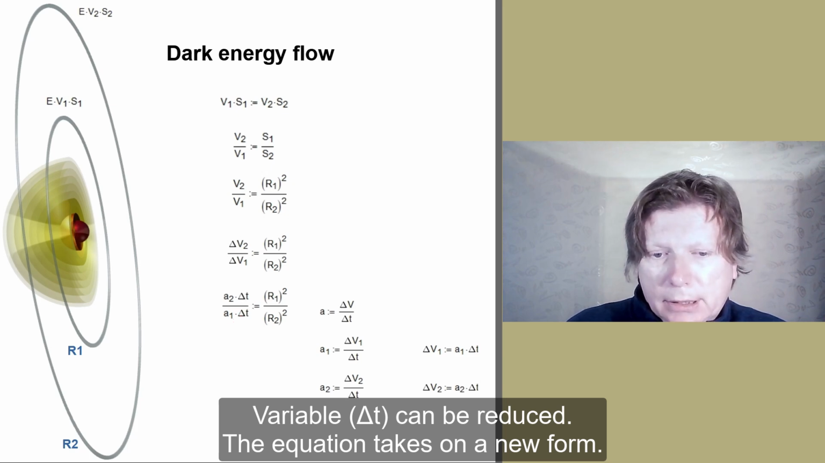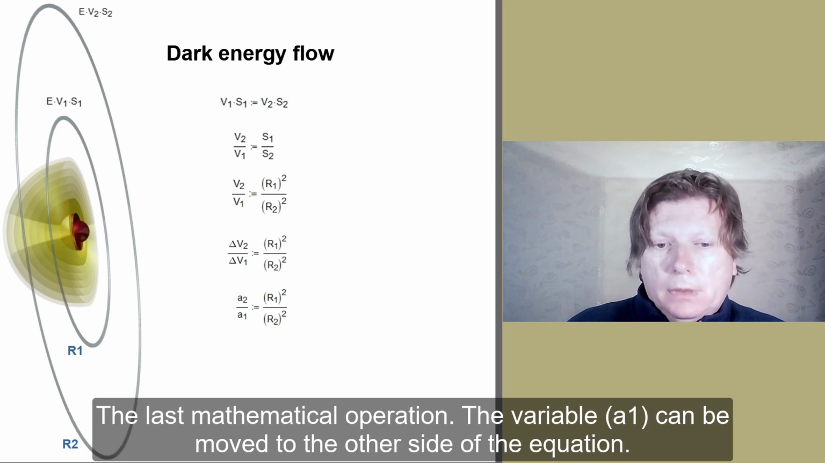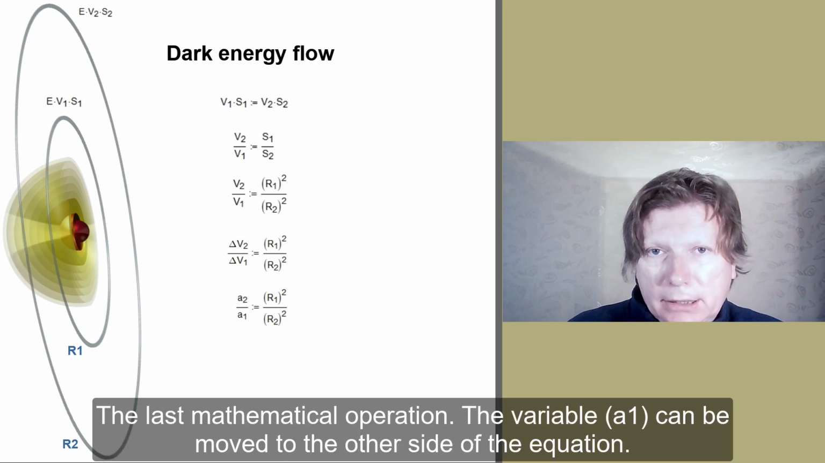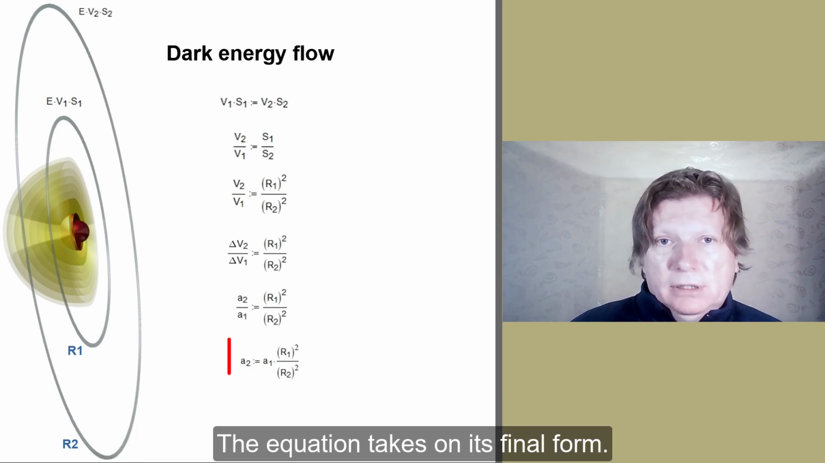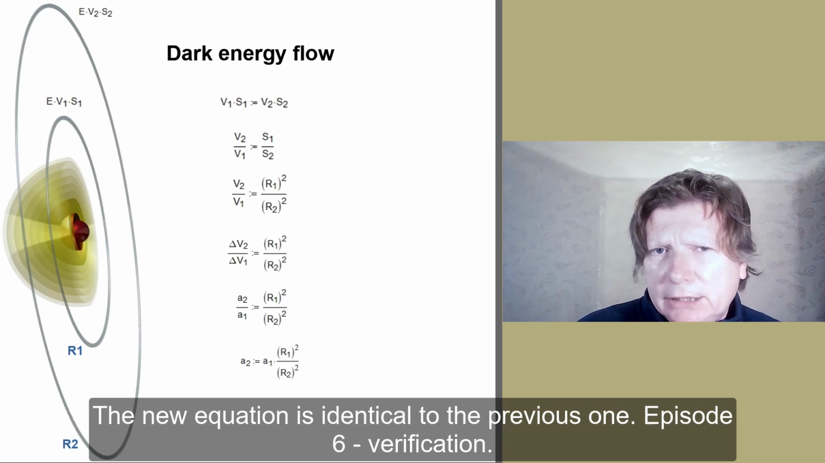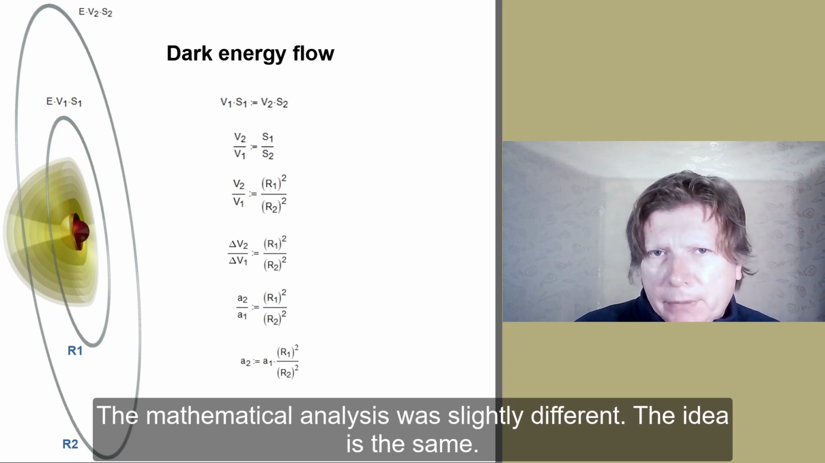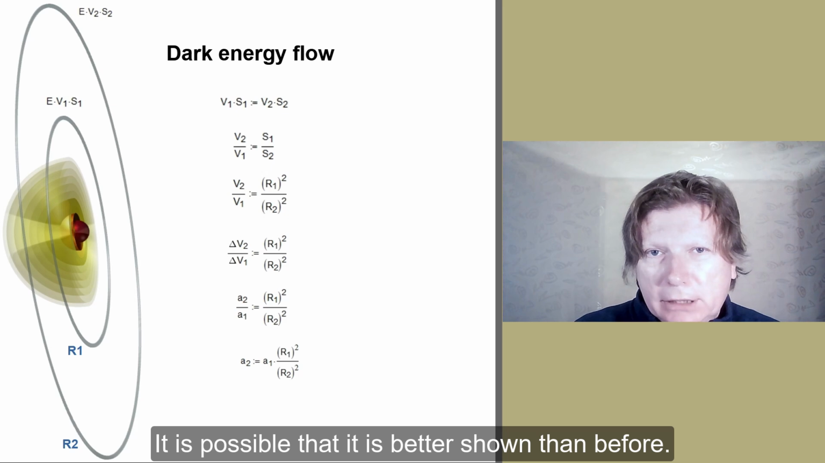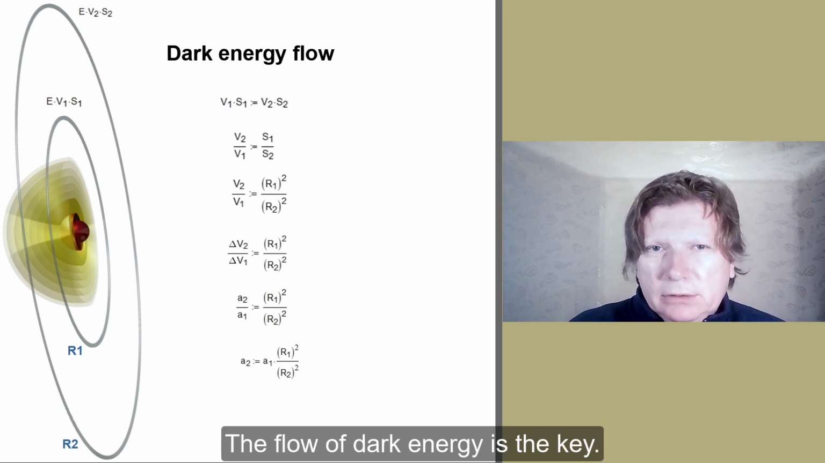The last mathematical operation: przerzucamy A1 na drugą stronę. A1 can be moved to the other side of the equation. The equation takes on its final form. Mamy wprowadzony ten sam wzór co poprzedni. The new equation is identical to the previous one. Odrobinę inaczej niż w poprzednim odcinku, Episode 6, dla weryfikacji. The mathematical analysis was slightly different, ale idea jest ta sama. Mam nadzieję, że trochę lepiej, nawet wytłumaczona niż poprzednio. It is possible that it's better shown than before.